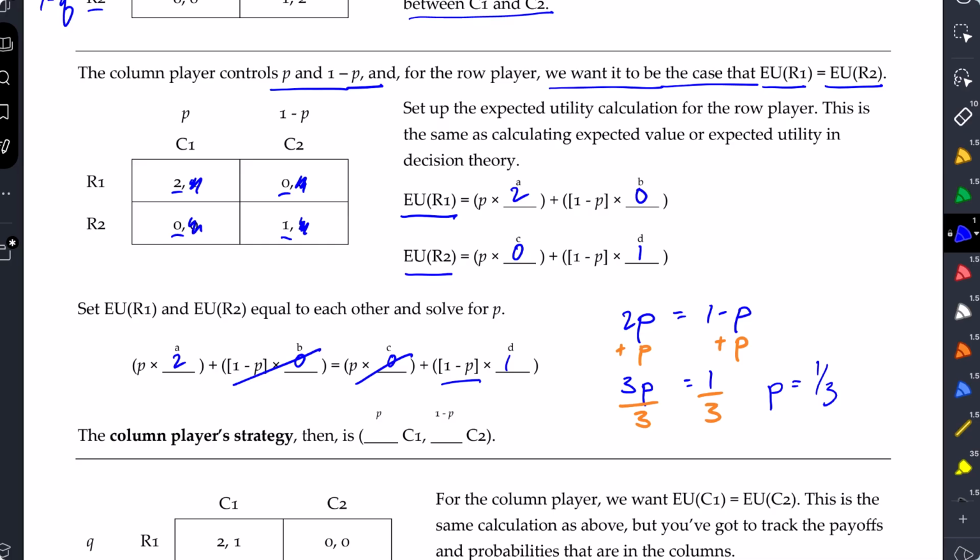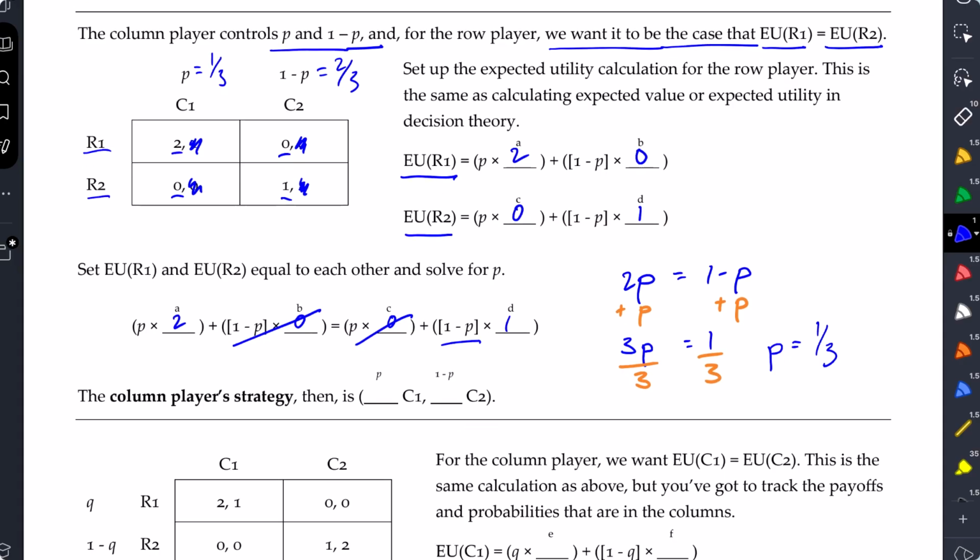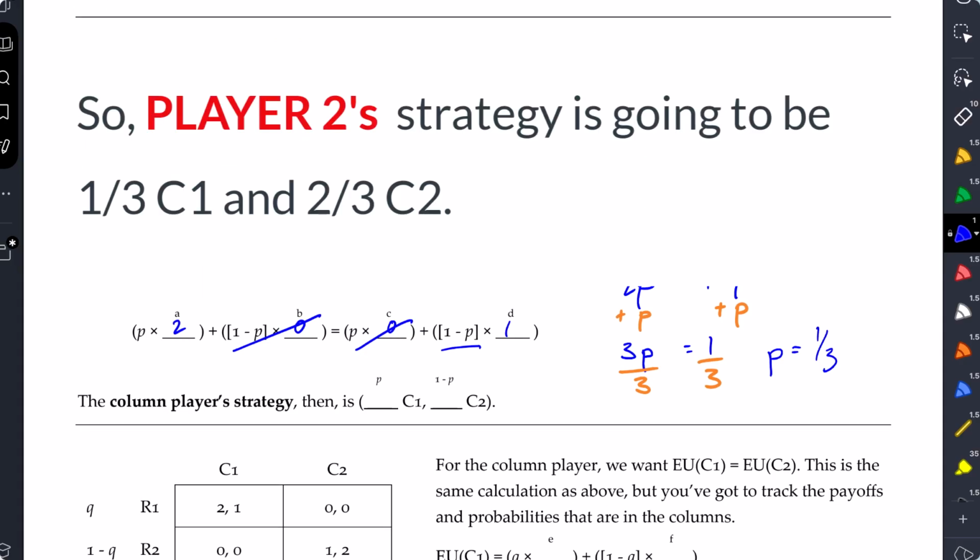Okay, so the idea is to make player 1 indifferent between playing R1 and R2. We want P to equal 1/3, or player 2 wants P to equal 1/3, and 1 minus P then to equal 2/3. So player 1's strategy is going to be 1/3 C1 and 2/3 C2.